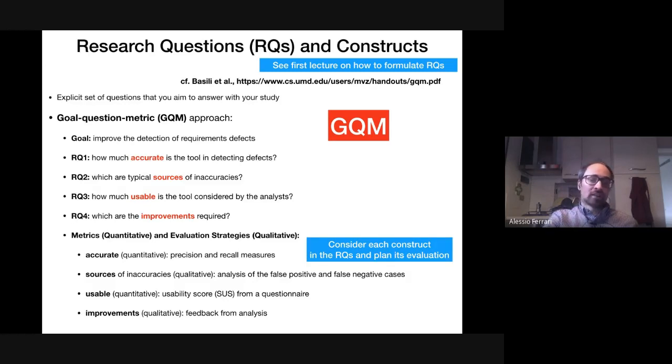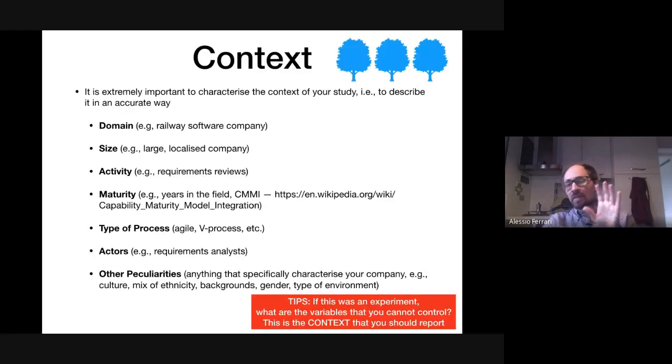Sources of inaccuracies, you can analyze the false positive and false negative cases. Usability score, a system usability score from a questionnaire. This is a standardized questionnaire. And improvements, qualitative, so feedback from the usability analysis performed. So this is the connection, and this already makes clear what you're going to do. Still, you didn't speak, notice, about the company, the context, etc. The context comes right afterwards.